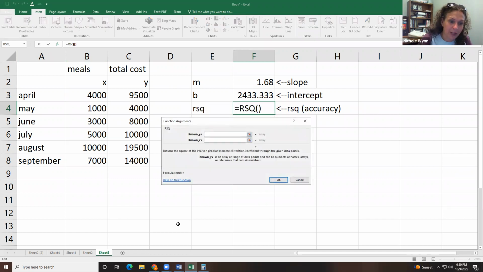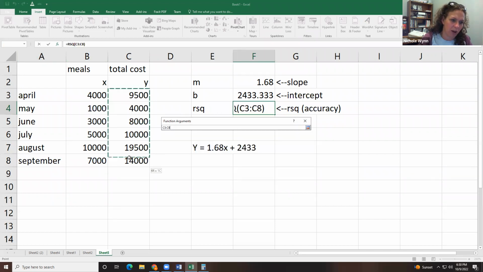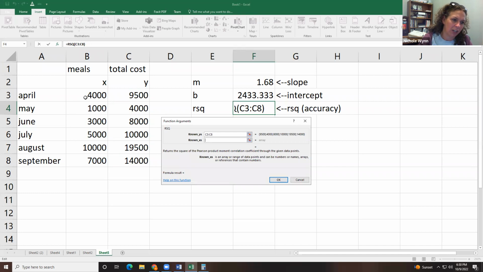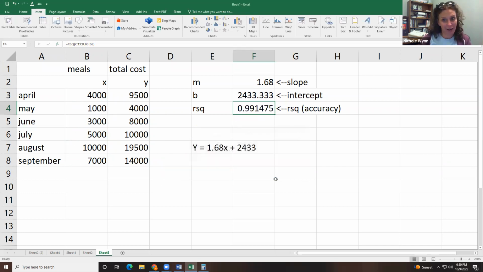So hit OK. And just like before, it wants your known y's and known x's. So come over here, known y's, come over here, known x's. And it looks like our line is 99% accurate. What that means literally is that we can predict with 99% accuracy what the cost would be if we know the number of meals served. That's impressive. So 99% of the cost is based on meals served. And we can predict that accurately, which is ridiculous. In real life, that never happens.